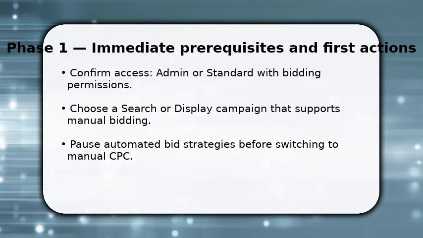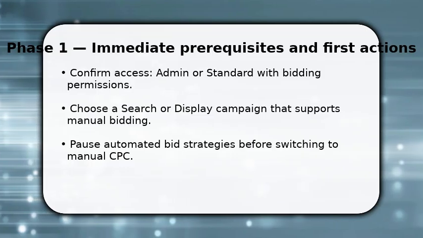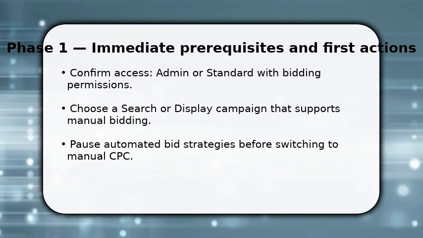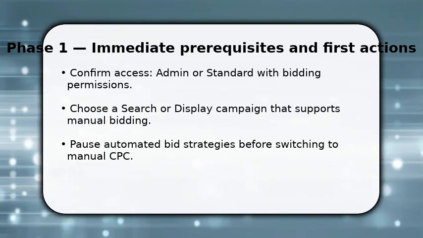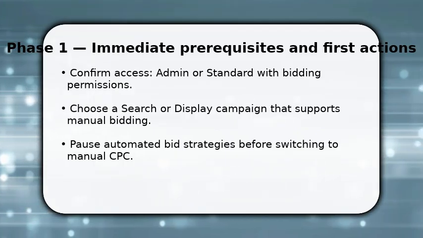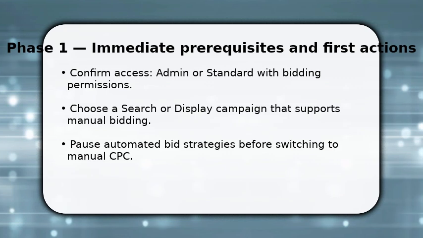Once done, check the campaign's bidding settings and pause any automated bid strategy. This prevents conflicts. You're starting the process now so you can immediately set precise bids per keyword or ad group. Make sure conversion tracking is active so bids align with real results.